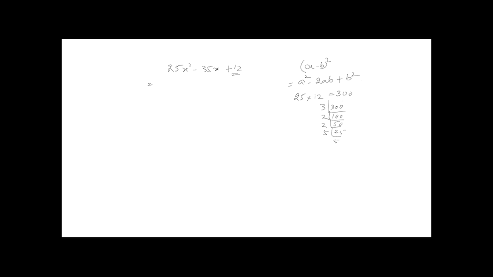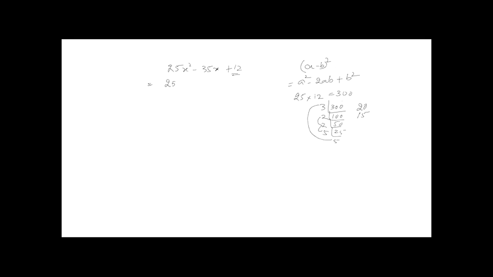Ma'am, minus 15x and minus 20x, ma'am. Correct. 5 into 2 into 2 is how much? 20, ma'am. And 5 into 3 is 15. 20 plus 15 is 35. Yes. We are adding because this is plus sign. If this is minus sign, we have to subtract. Correct? Yes, ma'am.